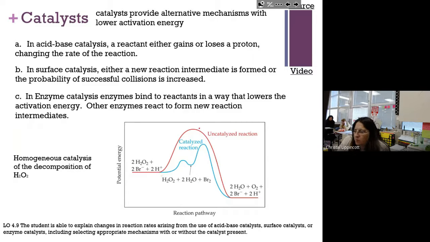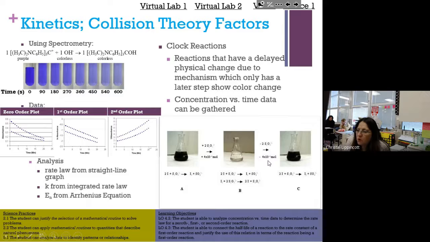Here's an example of where they've taken an uncatalyzed reaction and brought it into 2 steps and lowered the activation energy by doing that, making it more likely to occur. All right, kinetics and collision theory: reactions that have a delayed physical change due to mechanism, which only has a later step, show color change.